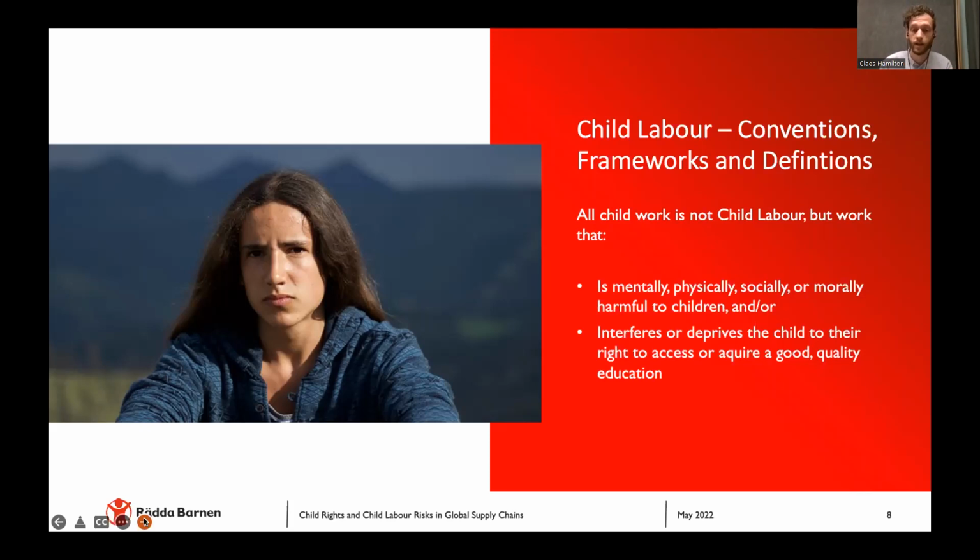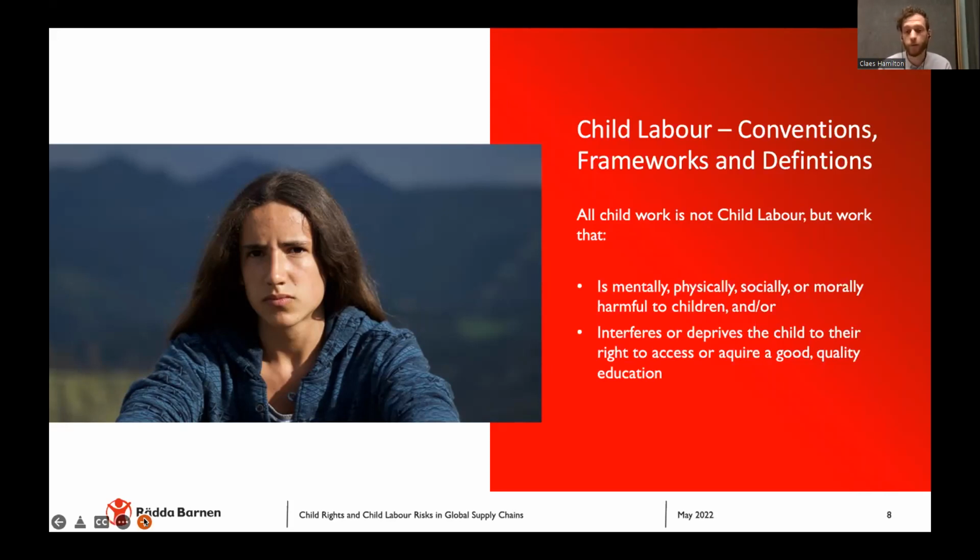So to understand child labor, we have these two definitions to look at. One is if the workplace itself, the working situation, is mentally, physically, socially, or morally harmful to a child, then it's considered child labor, and specifically hazardous child labor. This applies to everyone below the age of 18. There are certain circumstances that must be fulfilled for those who are eligible to work, in order to ensure that the working situation is decent and not harmful to a child.